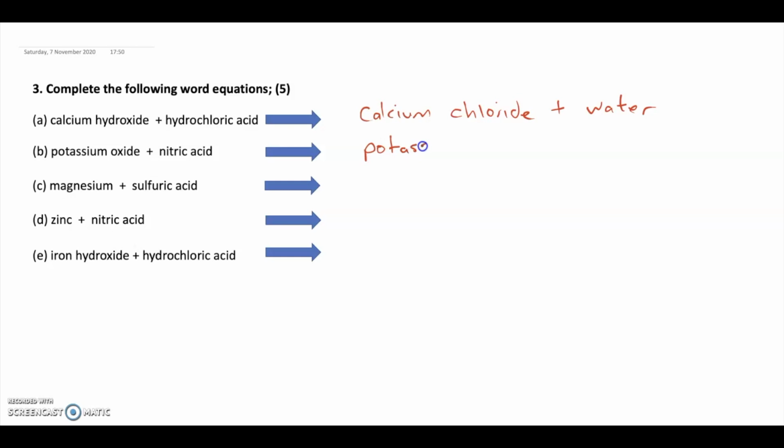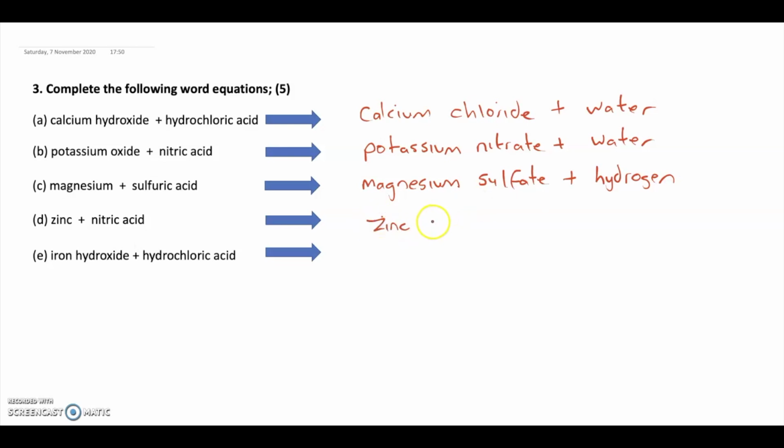For part B, we have potassium oxide and nitric acid. Once again, potassium oxide is a base because bases are metal hydroxides or metal oxides. The salt's going to be a nitrate because it's nitric acid, and it's going to be potassium nitrate and water that forms. For C, we have a metal, not a base this time, reacting with an acid. So we're going to form a salt and hydrogen, and the salt is going to be magnesium sulfate because sulfuric acid forms sulfates.